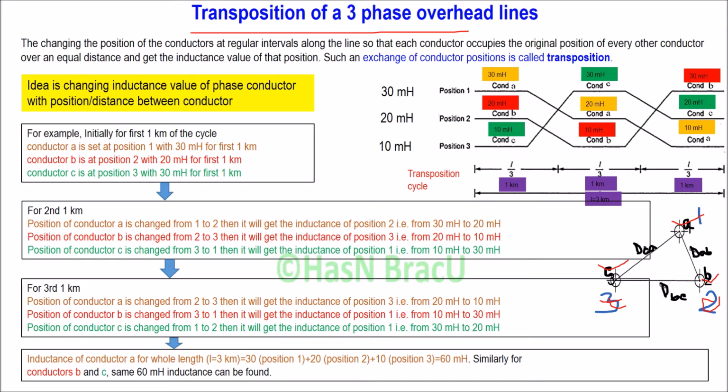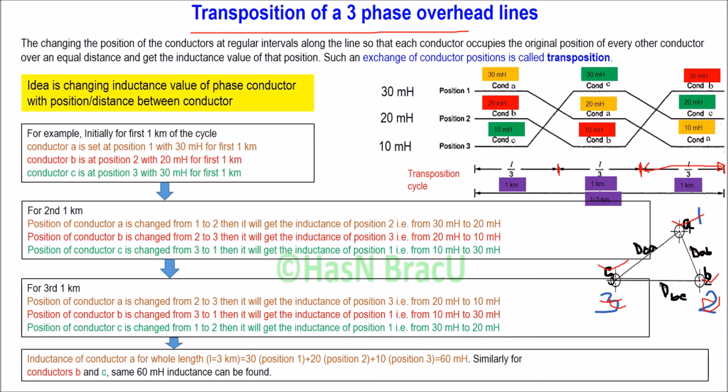Similarly, phase B will occupy position 3 and position 1 after a certain interval of transmission line length. At the same time, phase C, which is at position 3, will occupy position 1 and position 2 after a certain interval of transmission line length. Let's say we assume this is a 3 kilometer transposition cycle. As there are three phases, we divide the total cycle into three parts: the first 1 kilometer, the second 1 kilometer, and the third 1 kilometer, right?